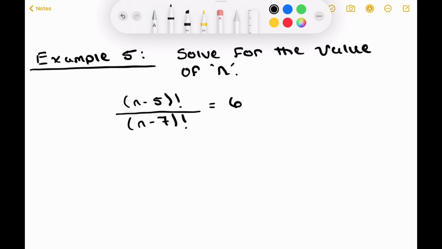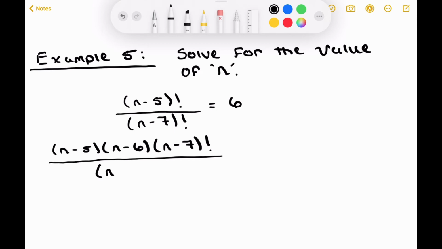Remember, we're always reducing the inner bracket by 1, or reducing the number by 1. So in this case, the left-hand side becomes n minus 5 times n minus 6 times (n minus 7) factorial. And I'm going to stop here with the factorial because do we see how we have an (n minus 7) factorial that replicates our denominator? So I'm going to stop here, and then we say this is equal to 6. We know we have a term in both the denominator and the numerator that's the same, which is this (n minus 7) factorial. So I'm just going to cancel that from both.